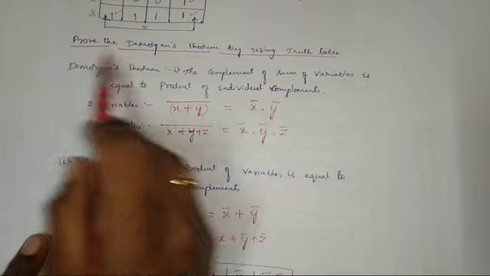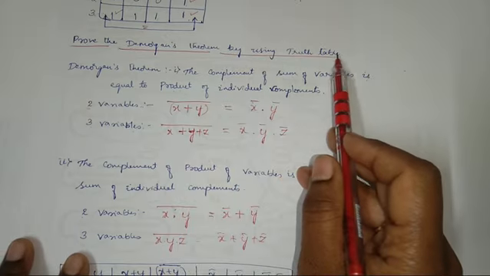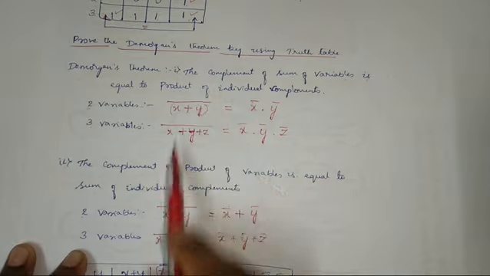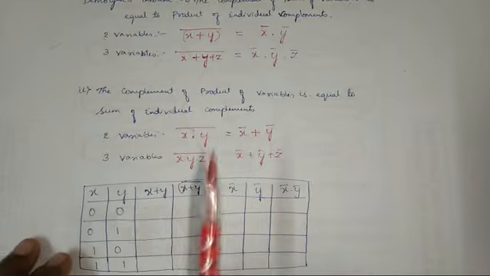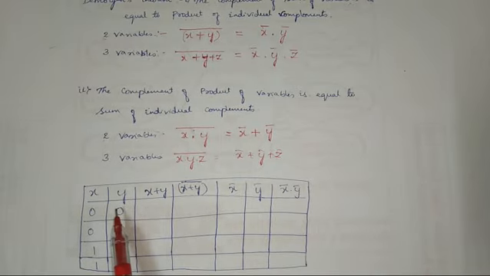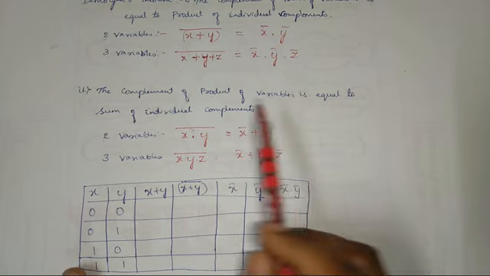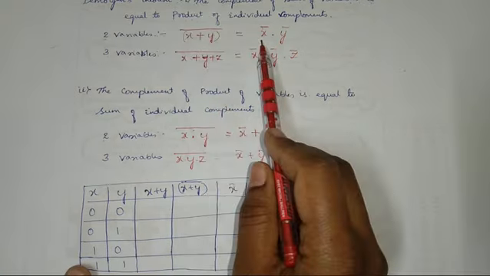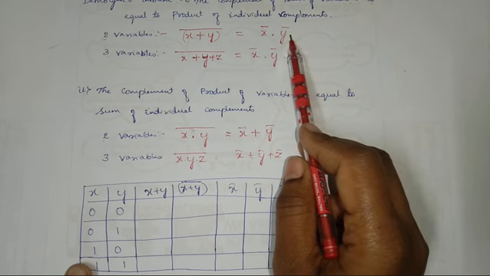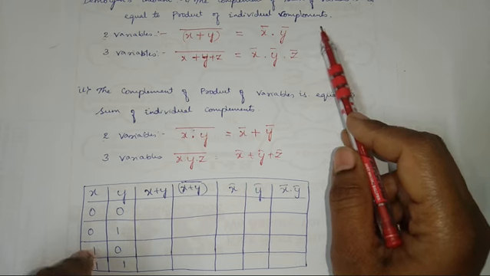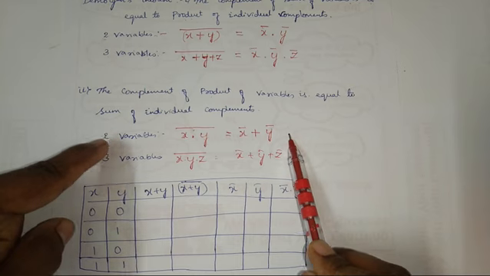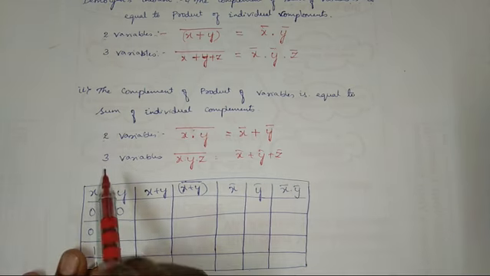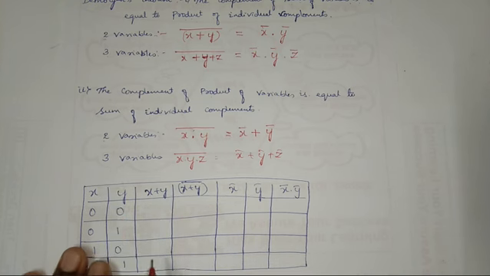Now the question is, they have asked us to prove the DeMorgan's theorem by using the truth table. So we took the definition first. I have taken the DeMorgan's theorem for two variables, that is x plus y whole bar is equal to x bar into y bar. This is the thing I have taken to prove. You can try this for two variables, all the forms, and you can try the three variable forms also.